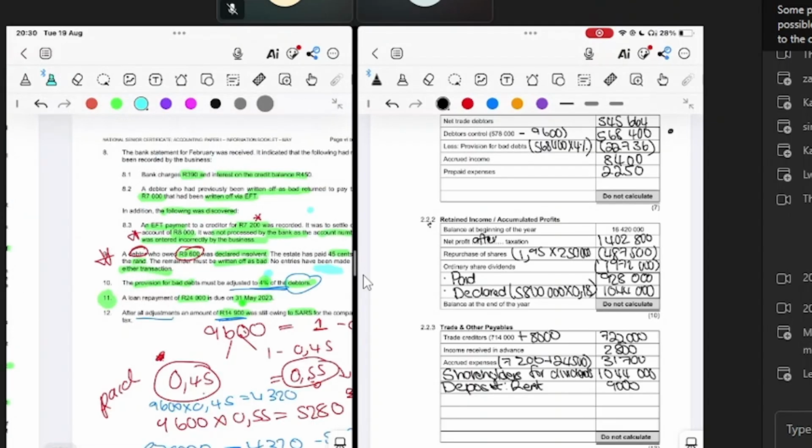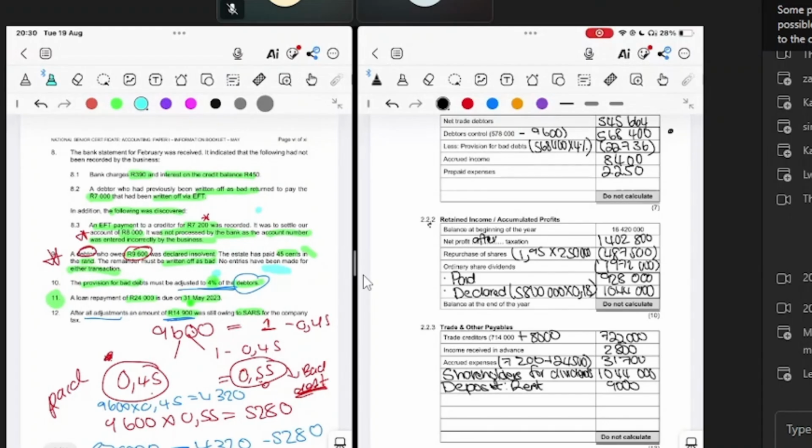If we go to adjustment number 11, they say a loan repayment of 24,000 is due on the 31st of May 2023. Now, we put our loan normally in our non-current liabilities because it is for more than 12 months. But they're saying this amount of the loan will be paid on the 31st of May. Our year ends on the 28th of February. So what will that be? March, April, May, 3 months from now, we'll be paying that loan.